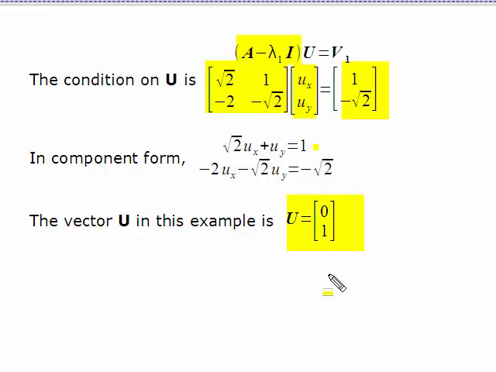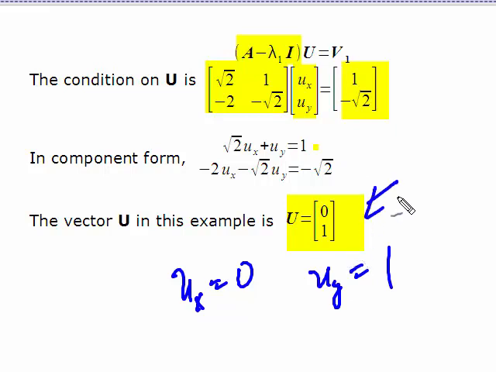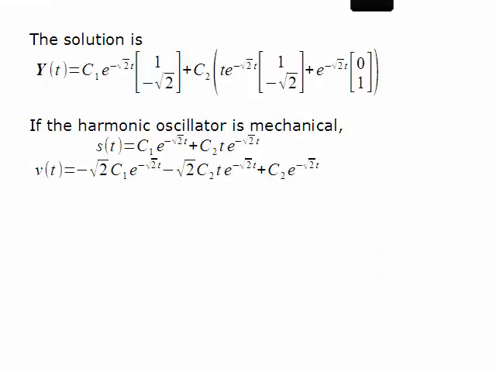All right, so here's one choice. Let u_x be 0 and u_y be 1, and that satisfies these equations. So that's a simple vector u. We always go for the simplest ones. So now we have the eigenvalue, we have one eigenvector v1, and we have u, and we have the form of the solution. So here's the solution.